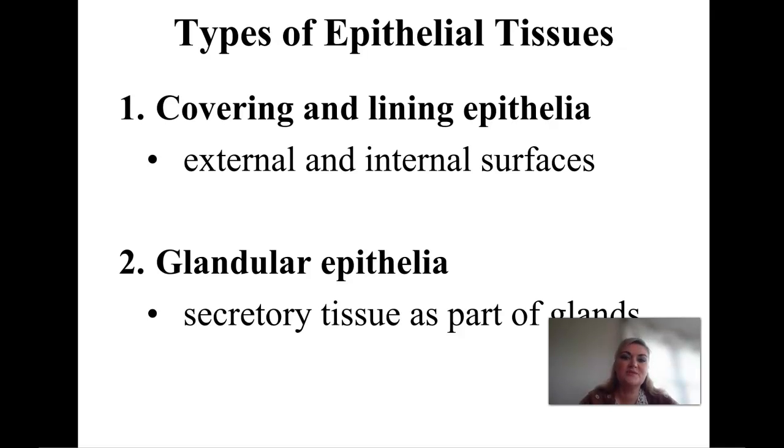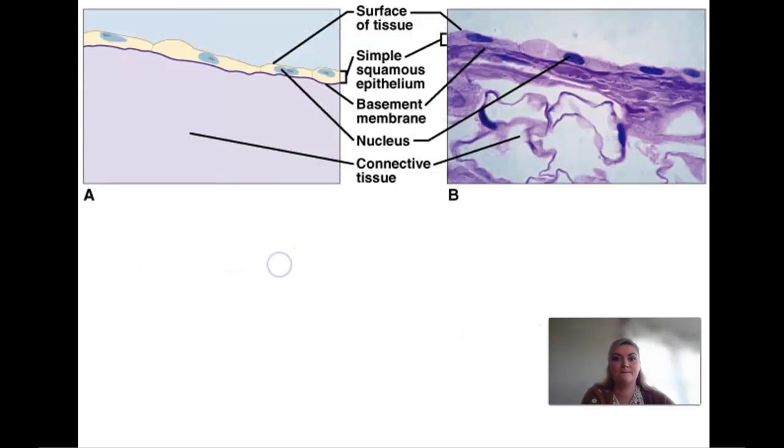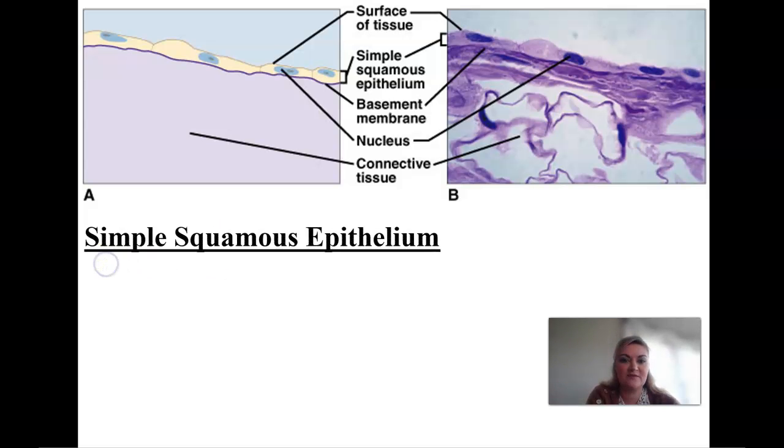So epithelial tissue, we have covering and lining epithelium. That's going to be external and internal surfaces of the body. We have what's referred to as glandular epithelium. That's going to be the secretory tissue as part of glands, so it's going to secrete things. First up, we're going to look at simple squamous epithelium. So with the simple squamous, you have one layer that you see up there, and it's going to be a flattened cell. Think of a squished cell. So that's your simple squamous.